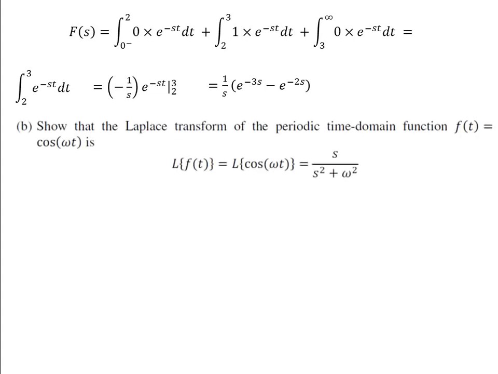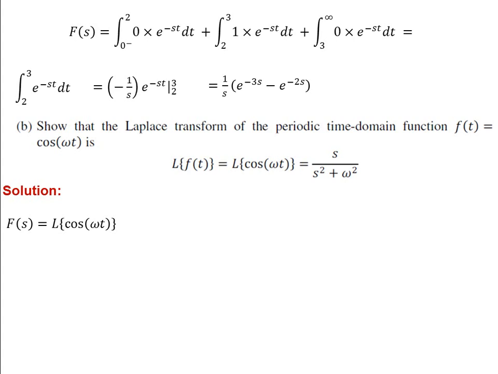In part B of question 1, again it's asking to prove that the Laplace transform of cosine omega t is equal to s over s squared plus omega squared. To prove this relation, we have two approaches. The first one is the definition of the Laplace transform.